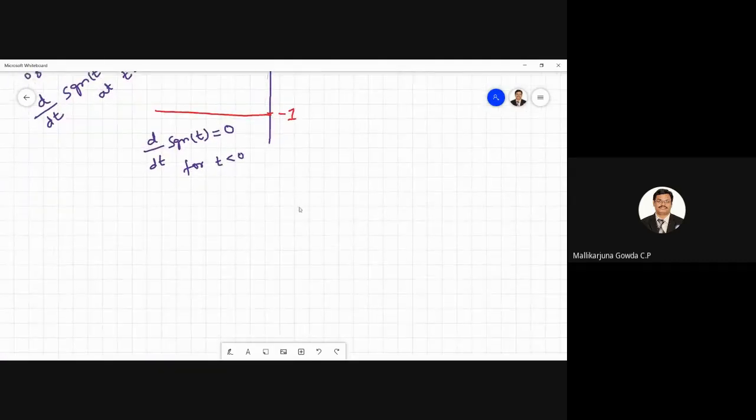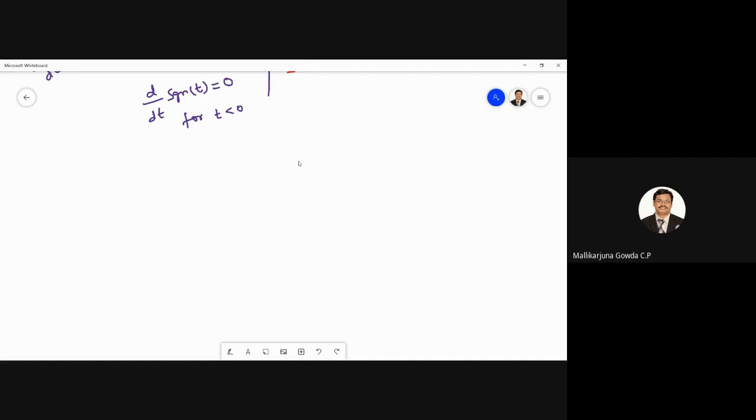Right? Okay, so the next step is, what I can write is, therefore, d by dt of sgn of t will be equal to what? I said it is 2 into delta of t.